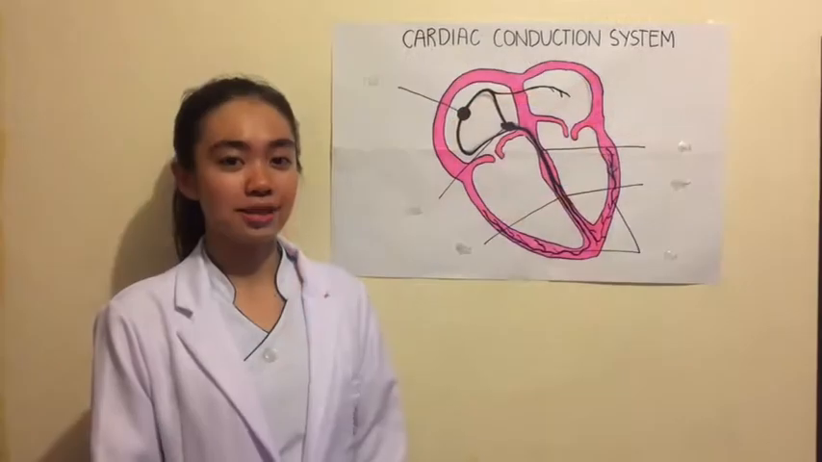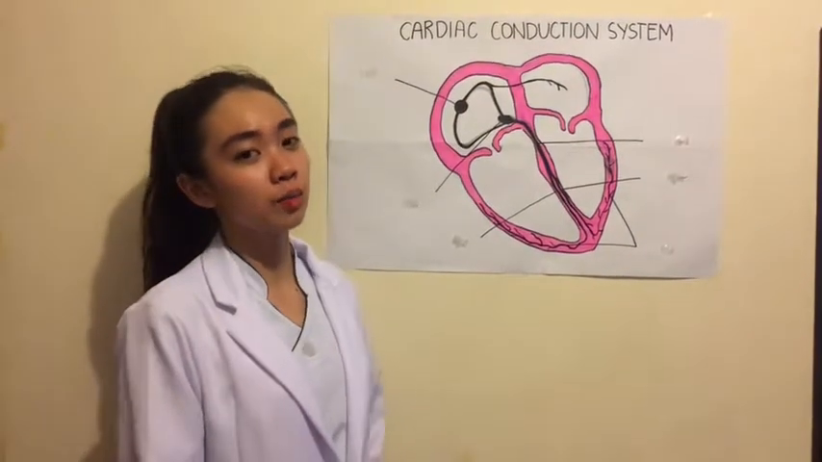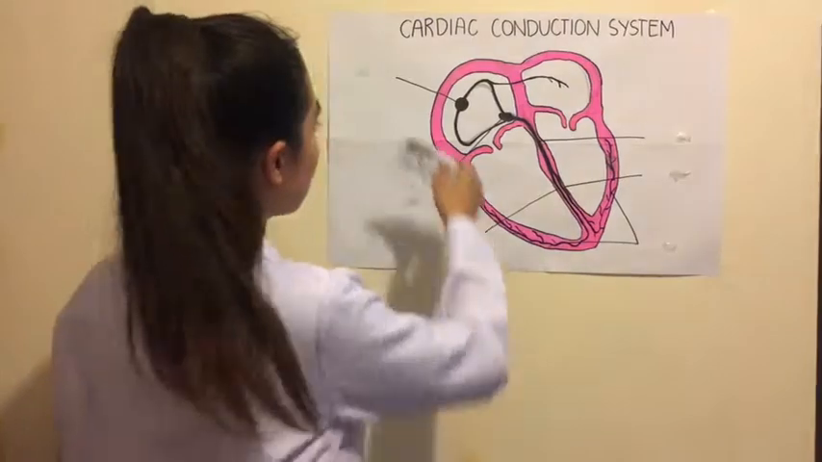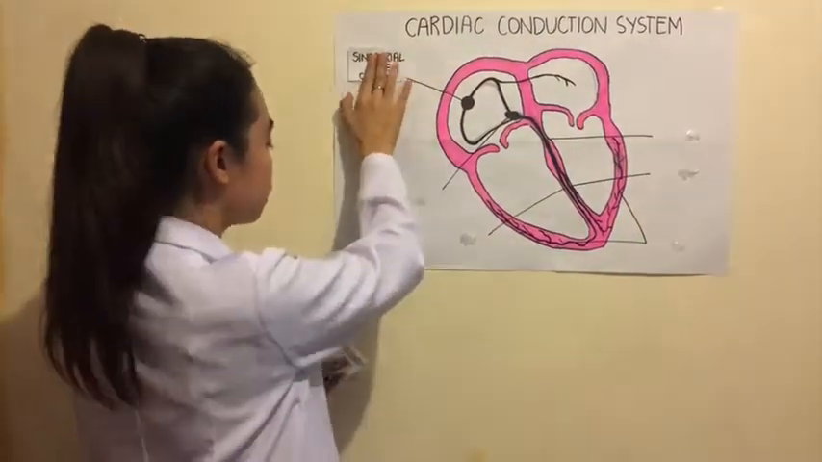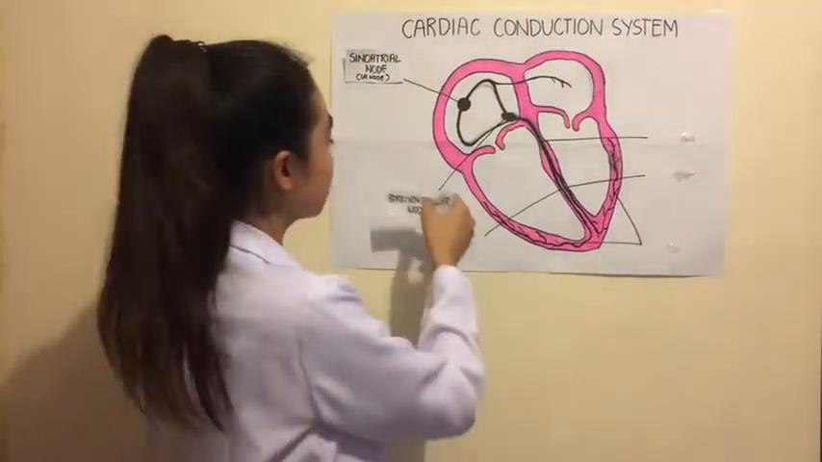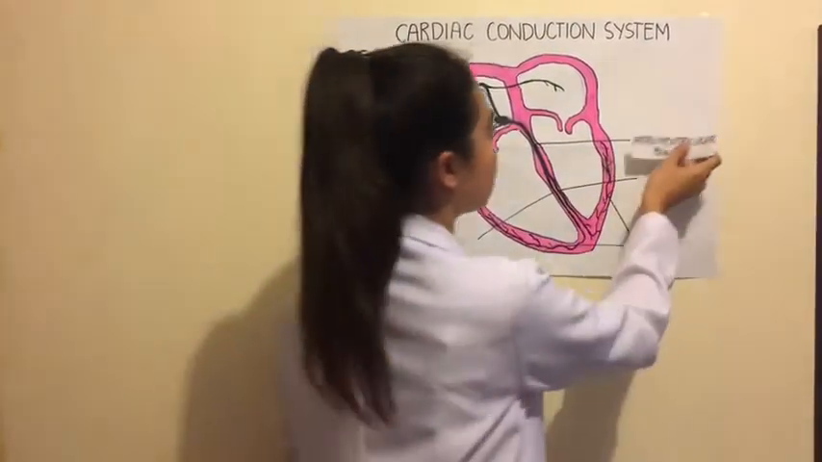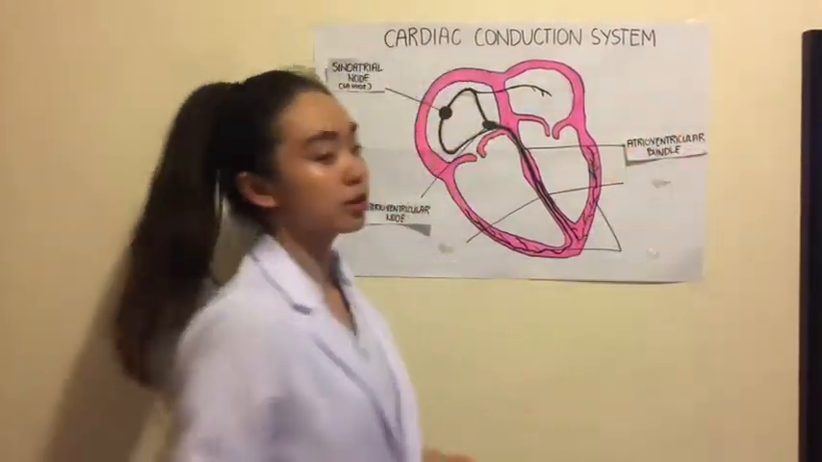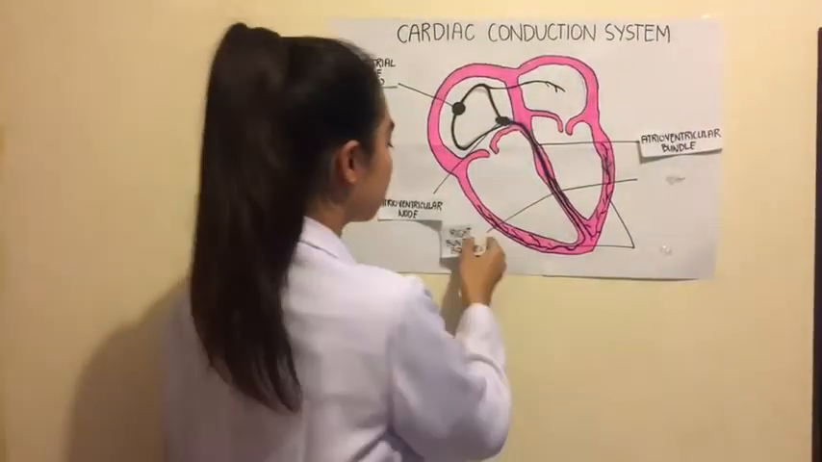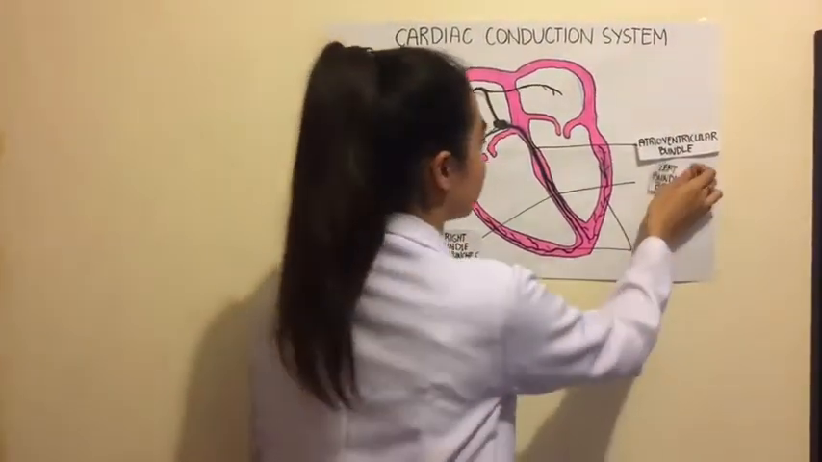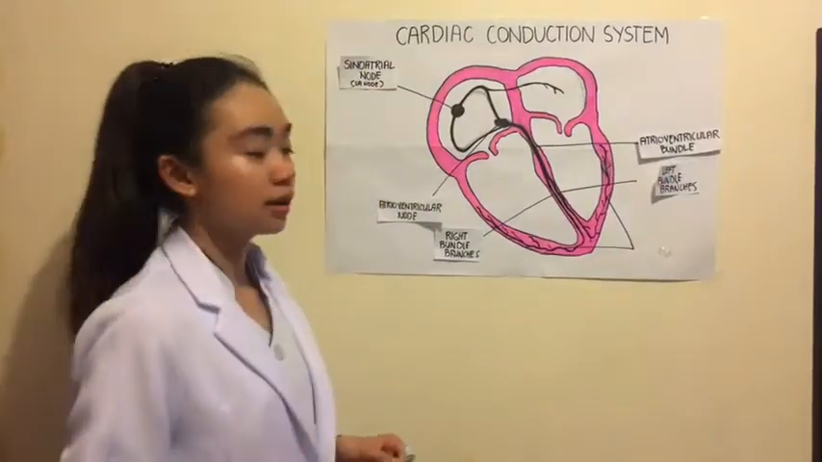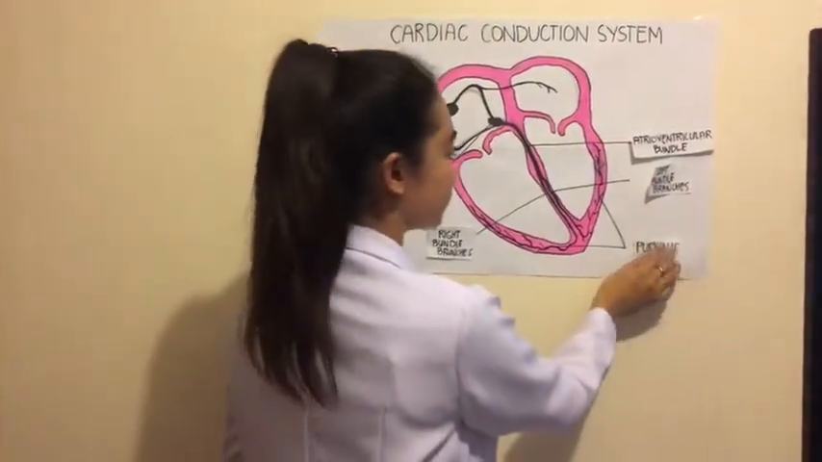The cardiac conduction system is composed of important components. First is the sinoatrial node or the SA node. Second is the atrioventricular node. Third is the atrioventricular bundle, which is further subdivided into right and left bundle branches. And lastly, the Purkinje fibers.